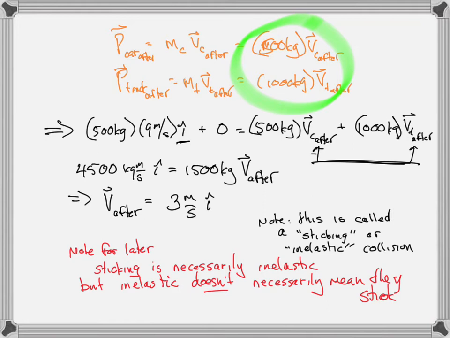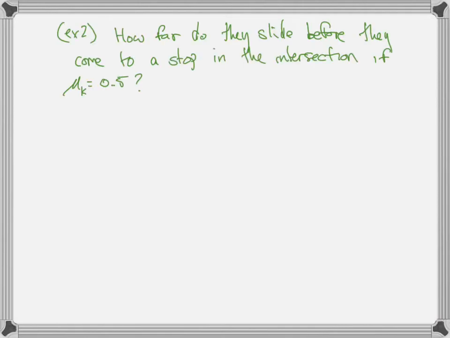Part B, and say, okay, so they stick together. They have a velocity after the collision of 3 meters per second. How far do they slide? So I could have asked from the beginning, two cars hit each other, how far do they slide? But I just did the intermediate part. How far do they slide? So we are assuming that after they hit, they're going to slide as opposed to roll. If they roll, they're definitely going to go further.